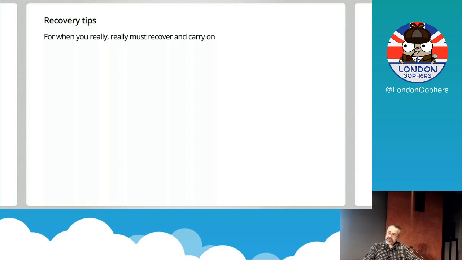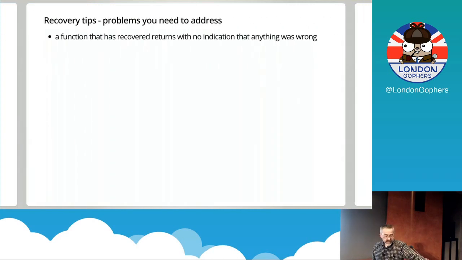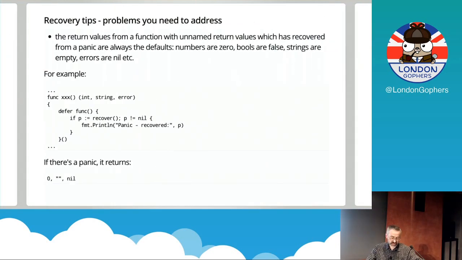Okay, so now let's talk about recovery a bit more, about when you really, really must recover and carry on. Let's see how we should do that. So, problems that you have. If you've got a deferred recover in your code, in a function, then that function will return. And typically it returns with no indication that anything was wrong. So let's talk about that a bit more.